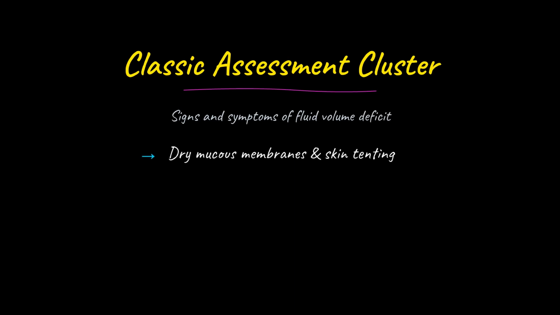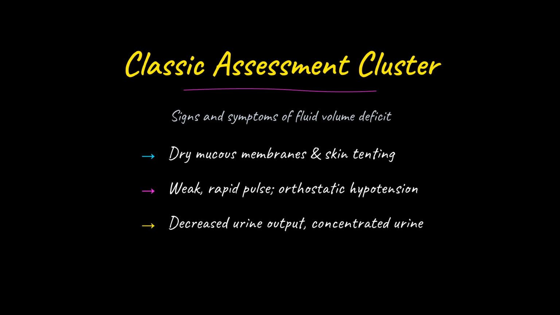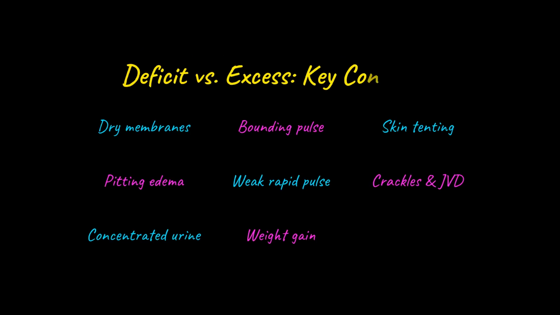The full assessment cluster ties directly to those mechanisms. Dry membranes and skin tenting reflect interstitial loss. A weak rapid pulse with orthostatic hypotension reflects intravascular loss. Concentrated urine and acute weight loss complete the picture. One liter of fluid loss equals roughly one kilogram.